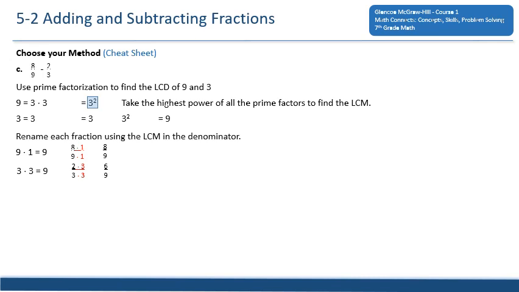multiply 3 times 3 to get 9 in the denominator. So we have to multiply the numerator of 2 times 3 to get 6. And then now we can rename 8/9 minus 2/3 as 8/9 minus 6/9, and we get 2/9.